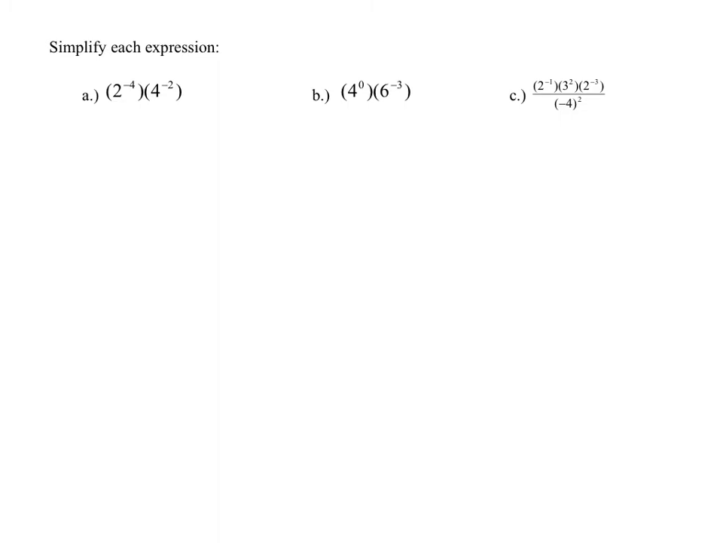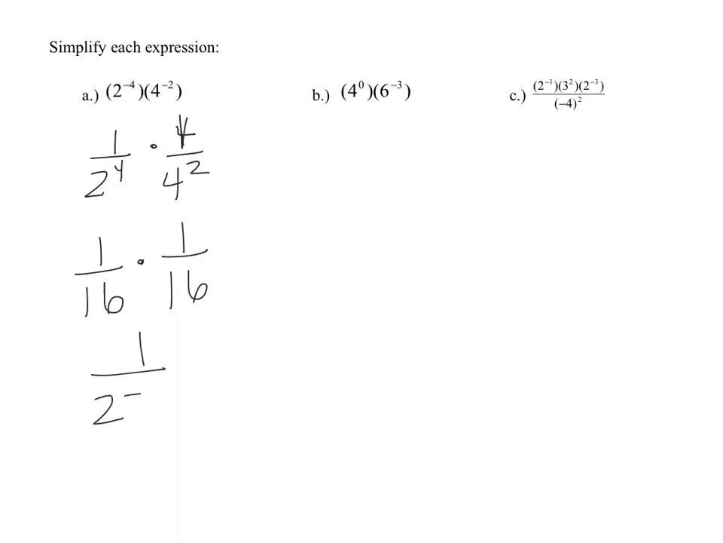All right, so the first one, there's a couple ways you could look at it. You could just say 2 to the negative fourth. You could make that 1 over 2 to the positive fourth times 1 over 4 to the second, and then simplify that. 2 to the fourth power is 16, so you get 1 over 16 times 1 over 4 to the second, which is 1/16 as well. And then 1/16 times 1/16, you should know 16 times 16 by now is 256, so it's 1 over 256.